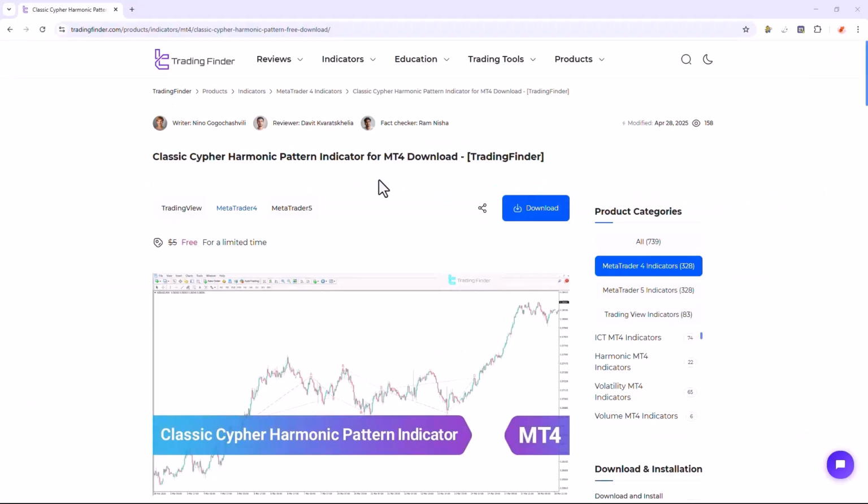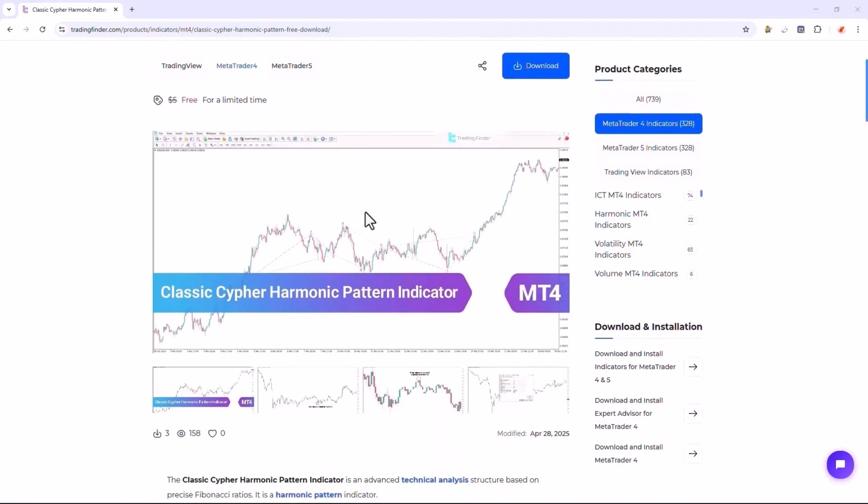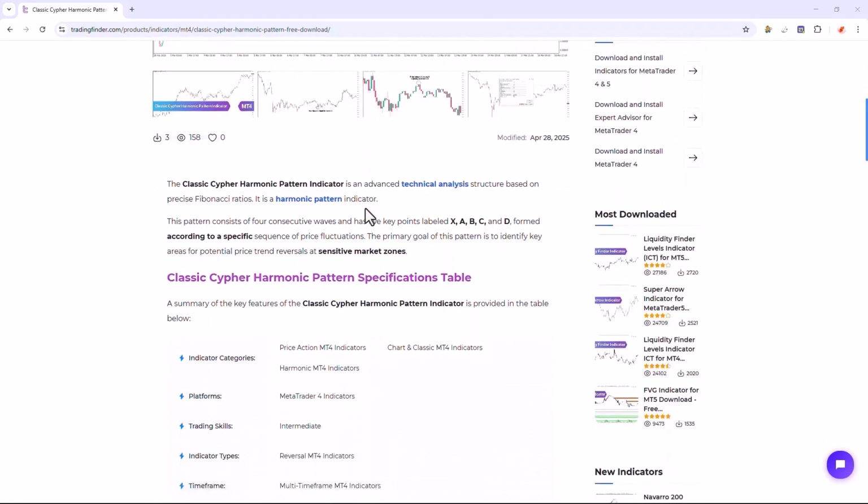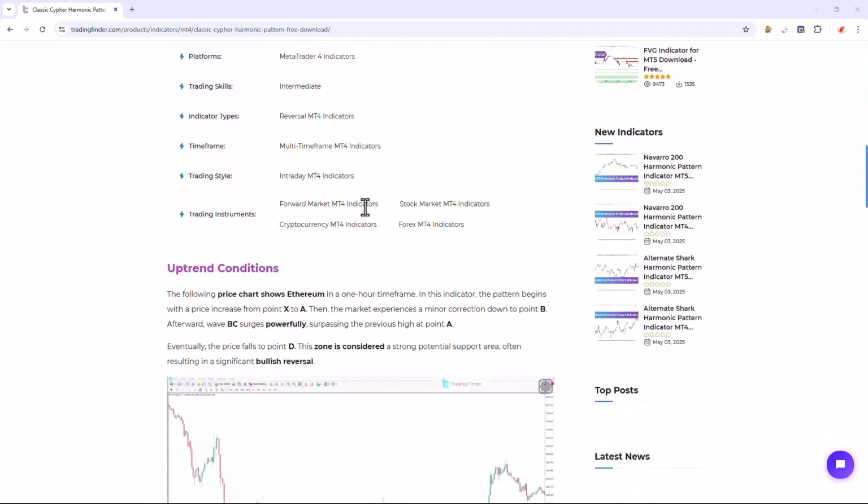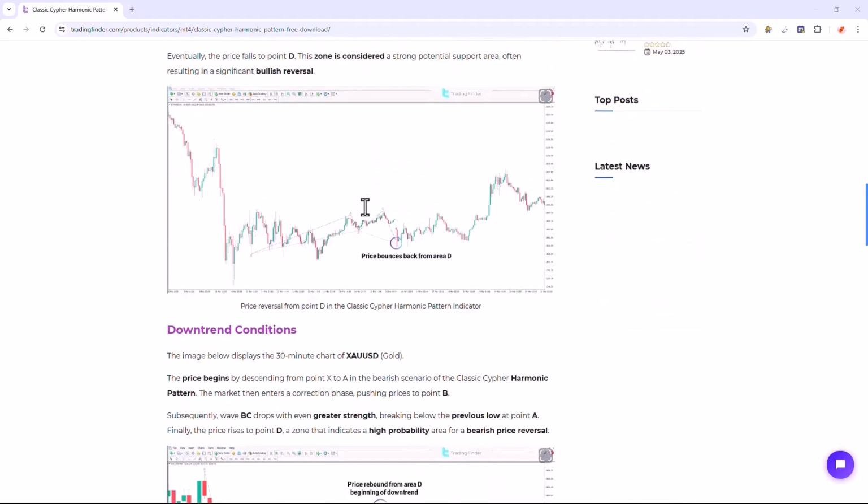The Classic Cypher Harmonic Pattern Indicator is offered for various platforms on the TradingFinder website. From this section, you can download the indicator file for MetaTrader 4 and MetaTrader 5 platforms and run it on the chart. Additionally, traders can read this page to understand how the indicator works and functions.